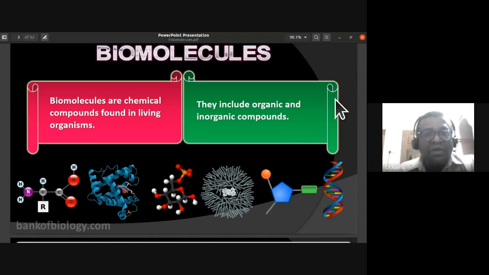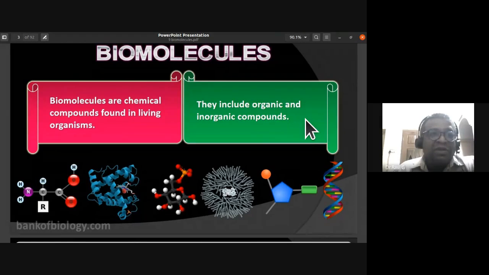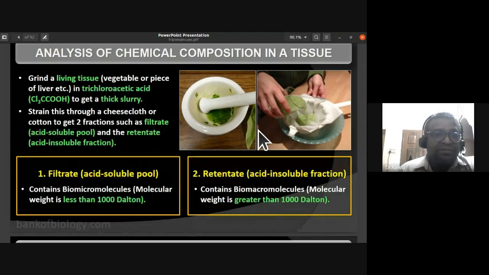So biological molecules are the chemical compounds found in living organisms. So we also call them biomolecules. So the biomolecules can be organic and inorganic compounds. So biomolecules or biological molecules are chemical compounds which are found within the living organisms. So the biomolecules include both organic and inorganic compounds.